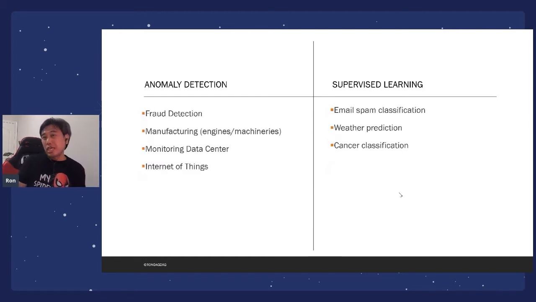So what use cases are there for anomaly detection? Fraud detection, manufacturing if you have machines, or Internet of Things would be good use cases. Monitoring data centers too. For supervised learning, email spam classification is a good use. There are a lot of examples of spam already, so it's better to use a supervised learning technique. Weather prediction, because there are certain types of weather that you're detecting, as compared to anomaly detection, where usually you have patterns, right? Cancer classification would make sense as supervised learning if you have an expert who has already classified it and the data set is available.